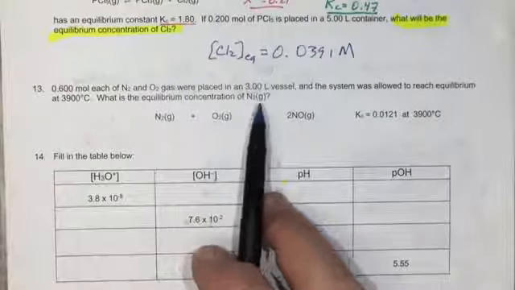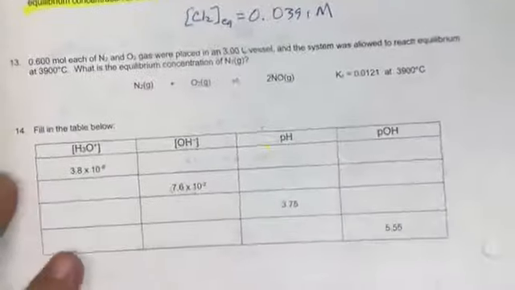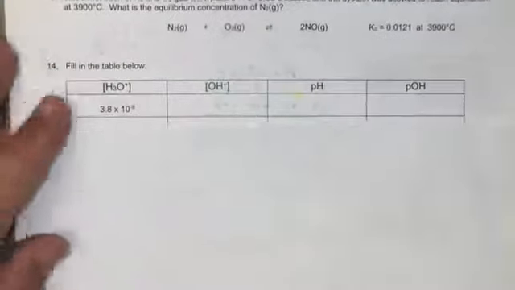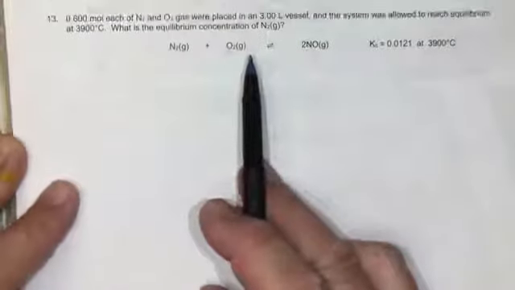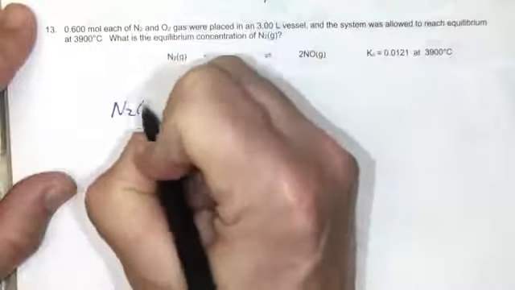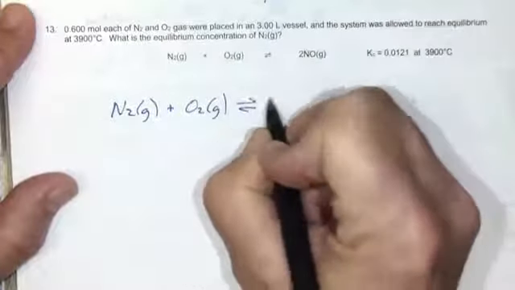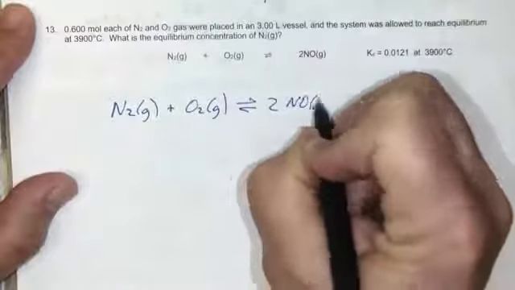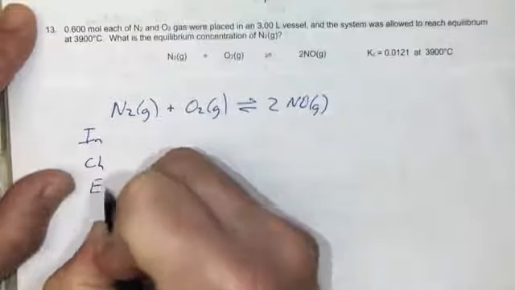Okay, so in this particular case, I need another scratch sheet. I'm sorry, I did not provide enough space on this question to work this. So let's take a look at this question. When all else fails, set up the ICE table. I'm going to have nitrogen gas reacts with oxygen gas in an equilibrium to form 2 nitrogen monoxide gas. The ICE table has initial, change, equilibrium.